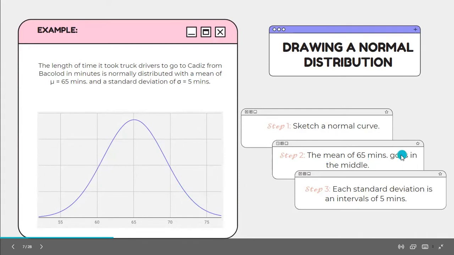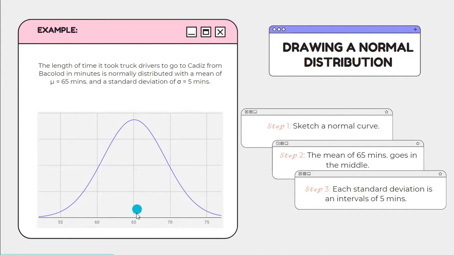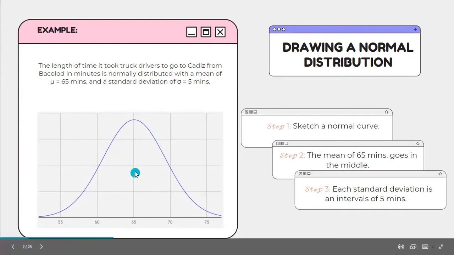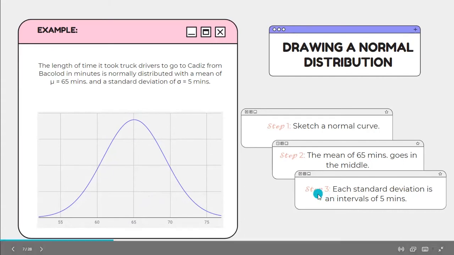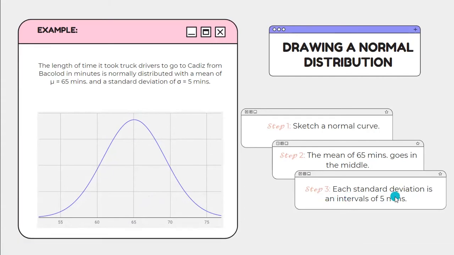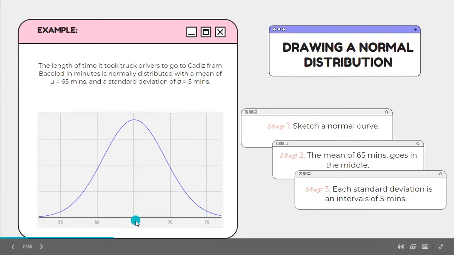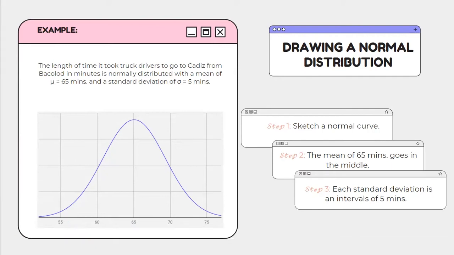Second step, the mean of 65 minutes goes in the middle. So here's the 65 and it's in the middle. Third and last step, each standard deviation is an interval of 5 minutes. So 65 plus 5 is equal to 70, 70 plus 5 is equal to 75, and so on. Same thing goes for the left side. However, you need to subtract instead of adding. So 65 minus 5 is equal to 60, 60 minus 5 is 55. And this is how you draw a normal distribution.